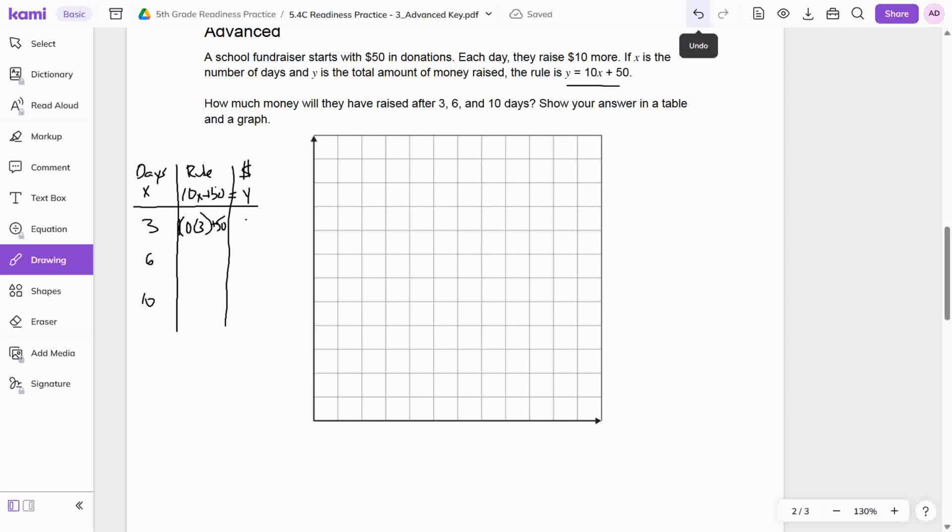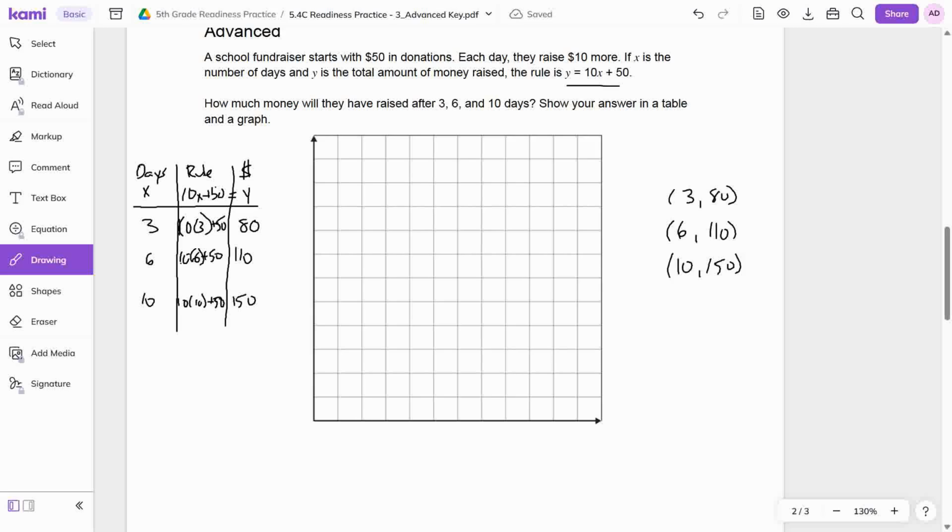So that's 30 plus 50, that's 80. Now I've got 10 times 3, that's 30. Actually, it's 6 for that second row, or 60 plus 50. So that's 110. And then I've got 10 times 10, 100 plus 50. That's 150. So the 3 coordinate pairs I need are going to be 3, 80, 6, 110, and then 10, 150.